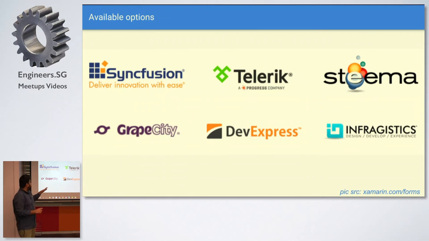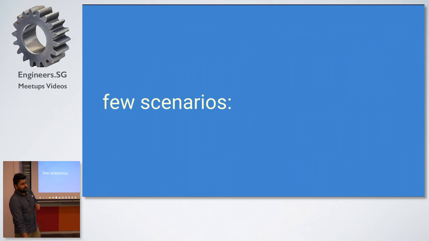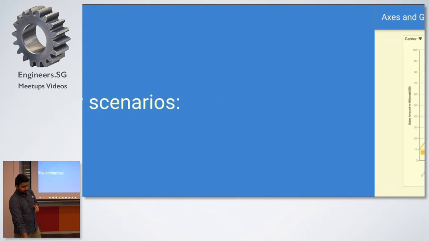These are a few options, like the ones included in Ben's slide also. These are the companies building custom controls like charts, gauges, and other complex data grids. Let's take a first look at a few scenarios I was referring to.